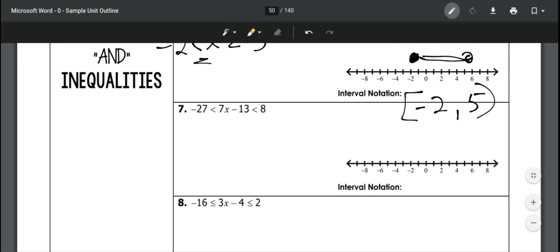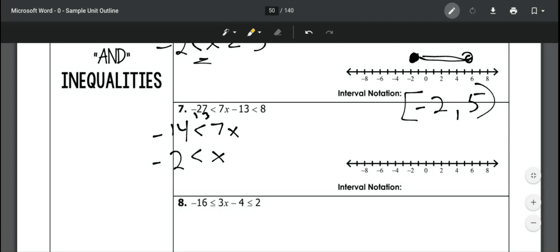Okay, number 2, go ahead and pause it if you want and solve it on your own. Sometimes, if you want to separate them apart, you can. So we have 7x minus 13. So we're going to do 7x, and we're going to add 13. So that gives us, let's see here, that gives us negative 14. And then we're going to divide by 7. So we get negative 2.